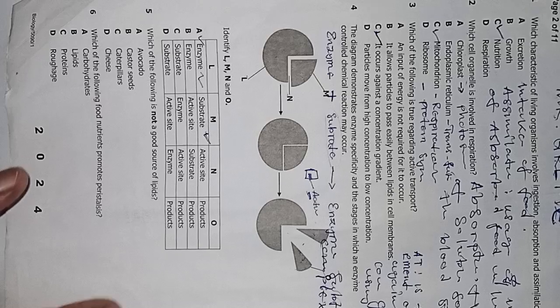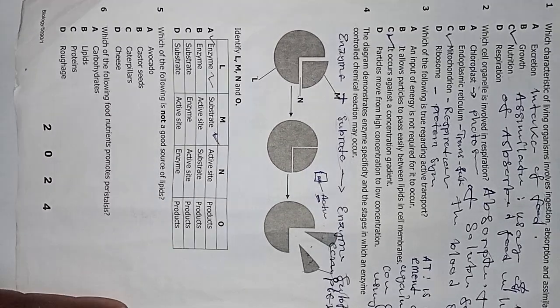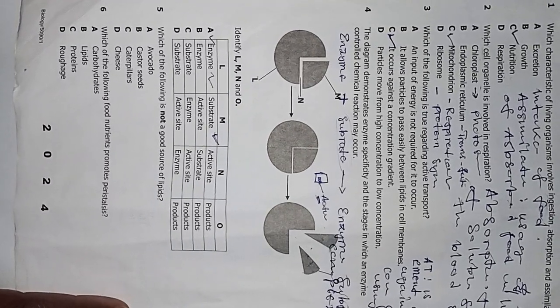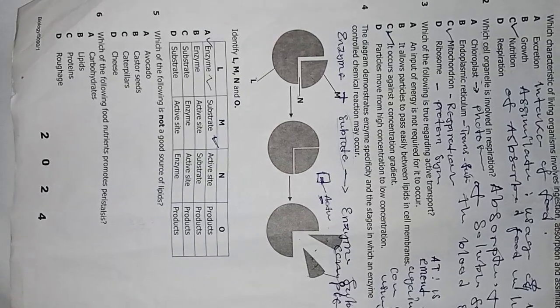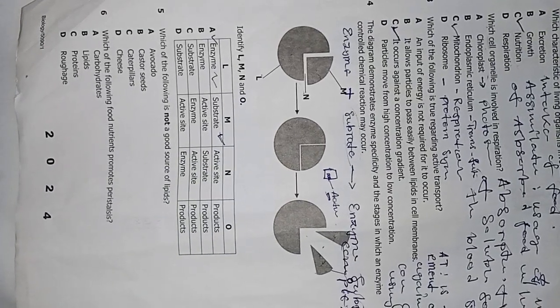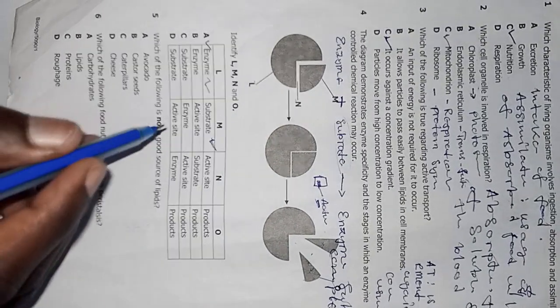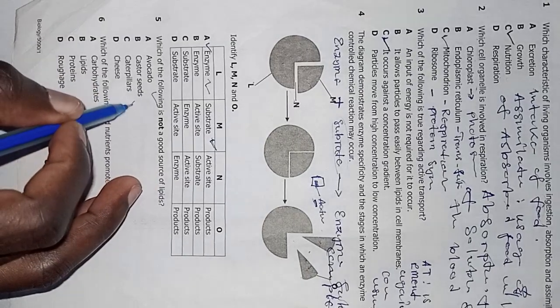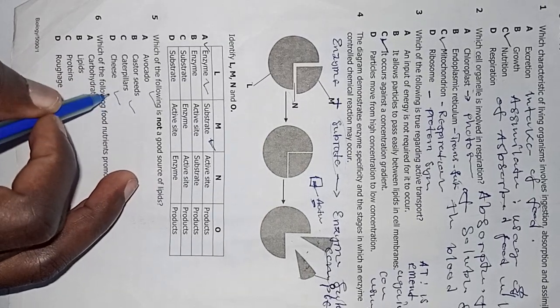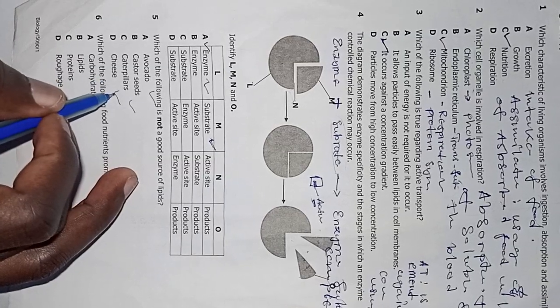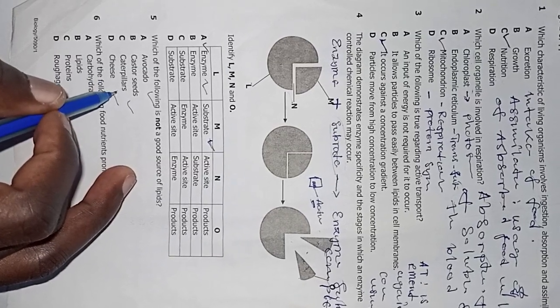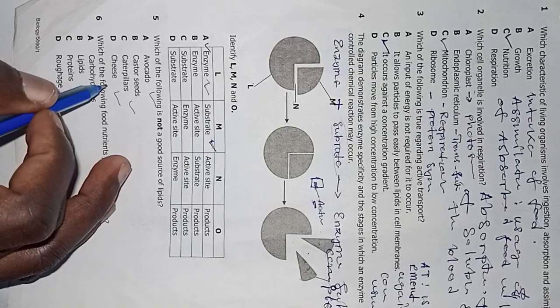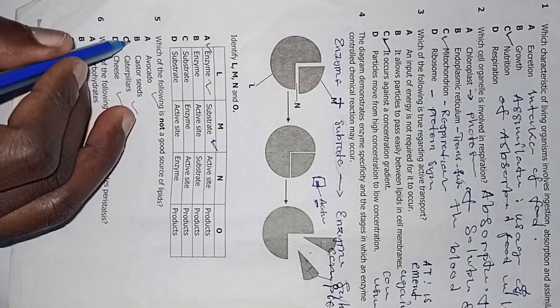We go to question 5, which reads, which of the following is not the source of lipids? So they've even put the word not in bold. So avocado is a source of lipids, caterpillars is a source of lipids, cheese is a source of lipids. However, castor seeds are not a source of lipids. So the best answer there was B, castor seeds.